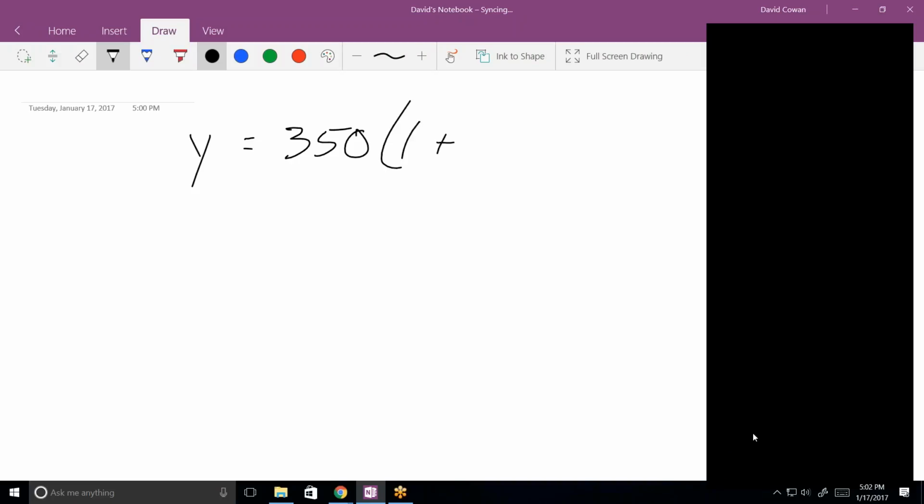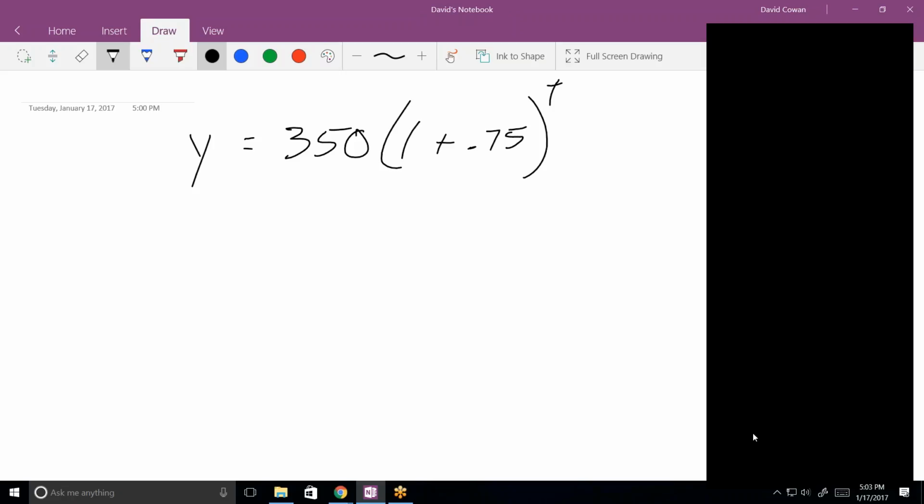1 plus 0.75, like that, to the power of t. This is annual compounding. In other words, if you were to go to a bank and deposit $350, and they were paying you 75% per year, this is what it would be worth after t years.